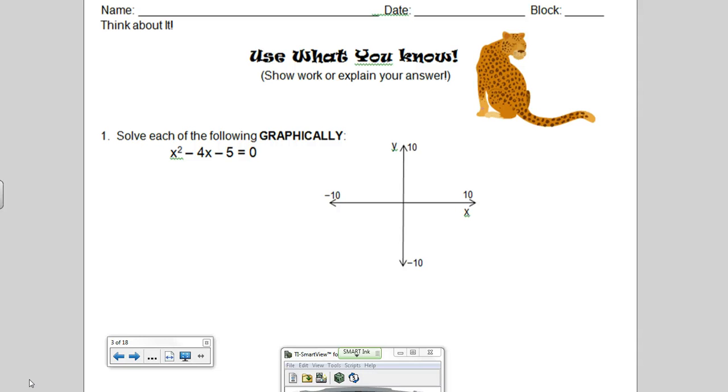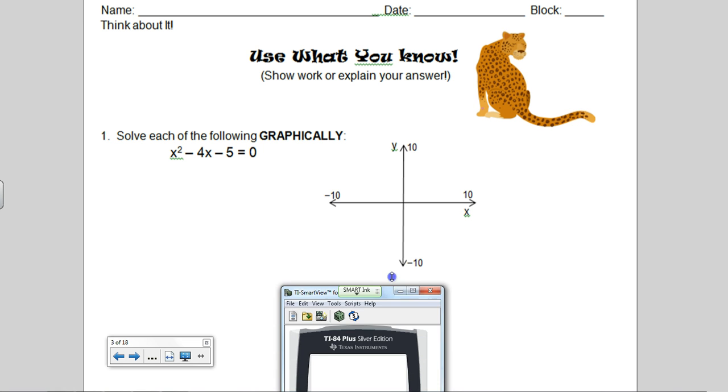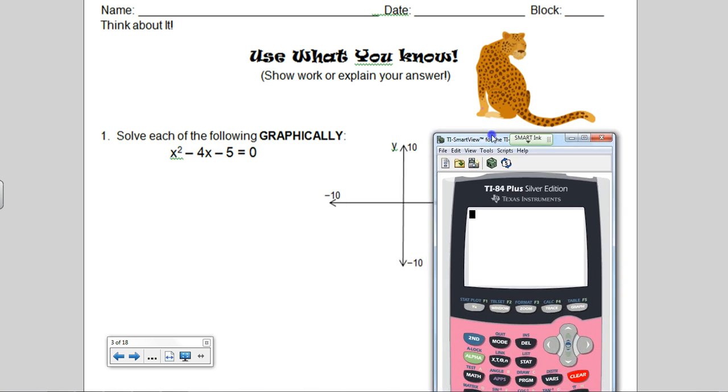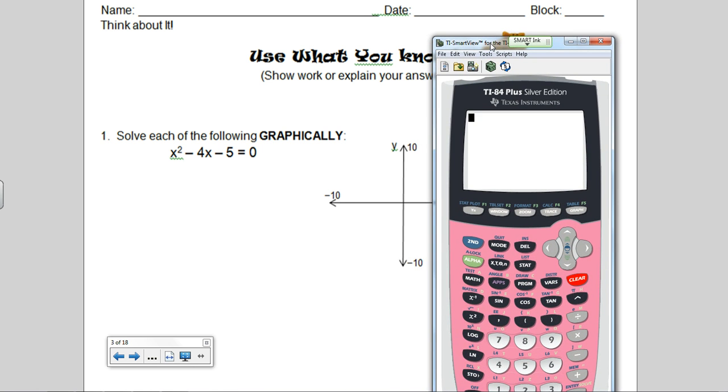Hi, today we're going to be solving higher order polynomials, but we're first going to start with our quadratics, and then today, though, focus on cubics and quartic equations. So for numbers 1, 2, and 3, we're going to first do it the graphic way. And if you recall, that means that we're going to type this into our calculator, get the graphs, and see where the two sides meet or intersect.